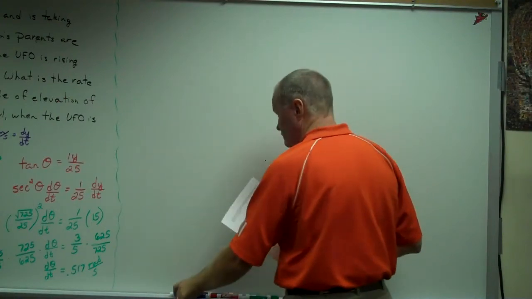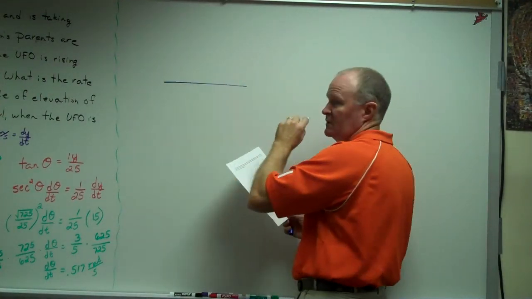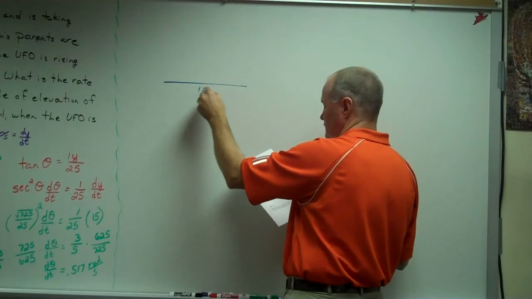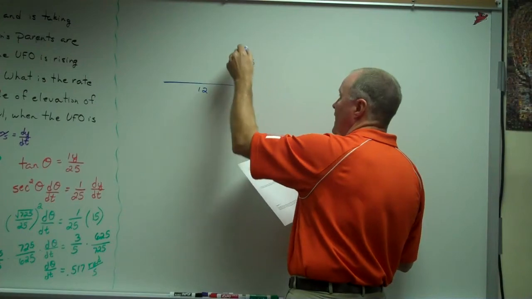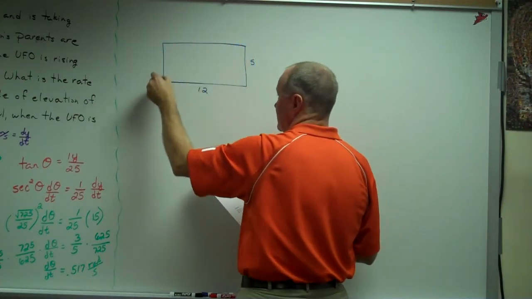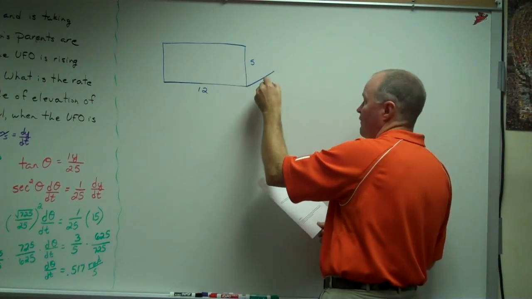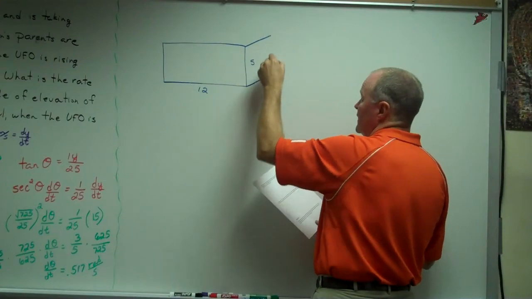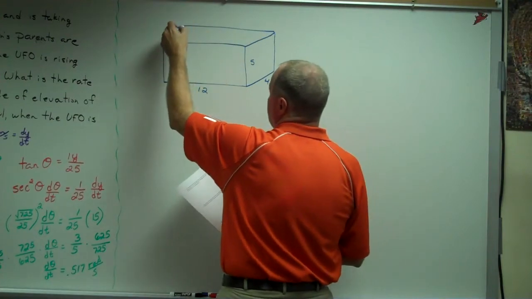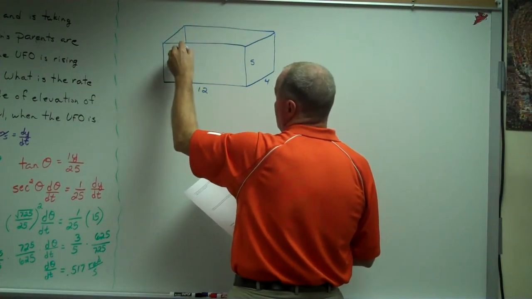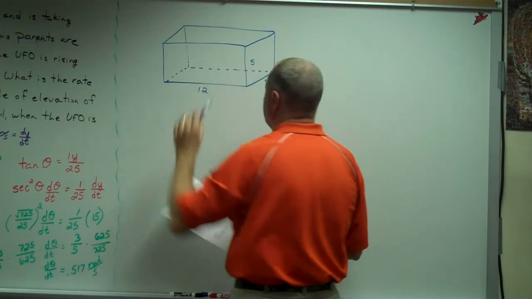We should just do that. 12 feet, and then it goes back 4, and then up 5. So I've got 12 feet here, 5 feet high, so I've got a rectangular face on it, and then it's going to go back 4. You could draw this a couple different ways, but you should still end up with the same answer. All right.